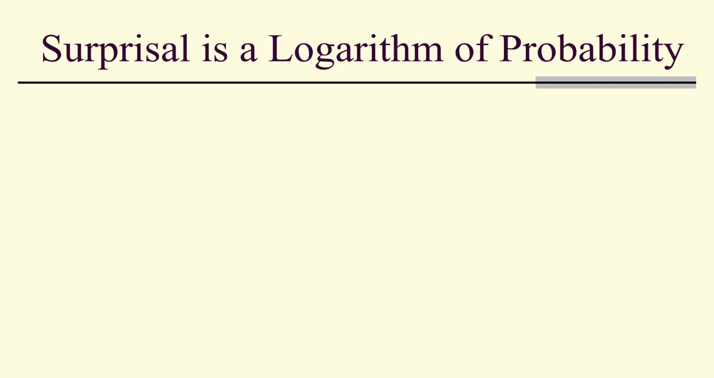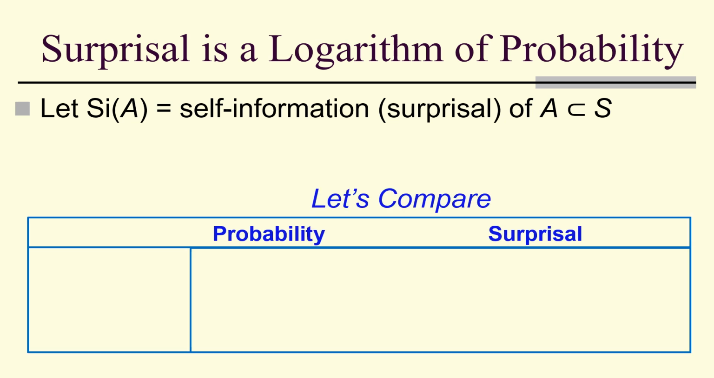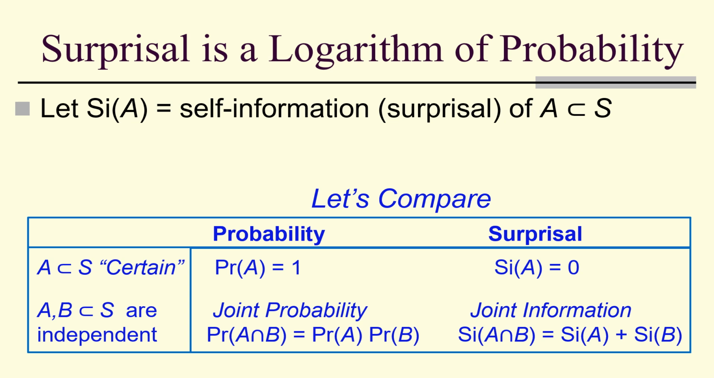So this is going to tell us the surprisal is a logarithm of probability. So let SI of A be the self-information, or surprisal, of a set A that's a subset of S. So let's compare. If A is certain, its probability is 1, and there's no surprise. Its surprise is 0. If A and B are independent, their joint probability is the product of the probabilities, but their joint information is the sum of the self-informations.